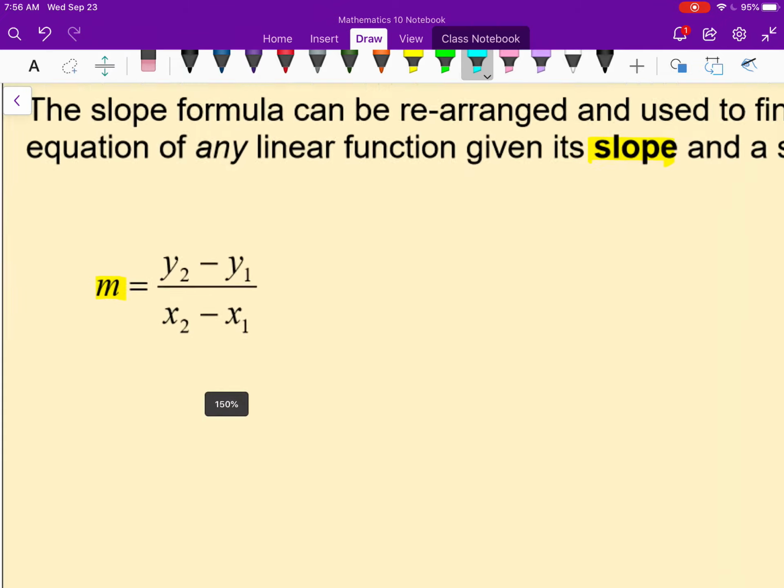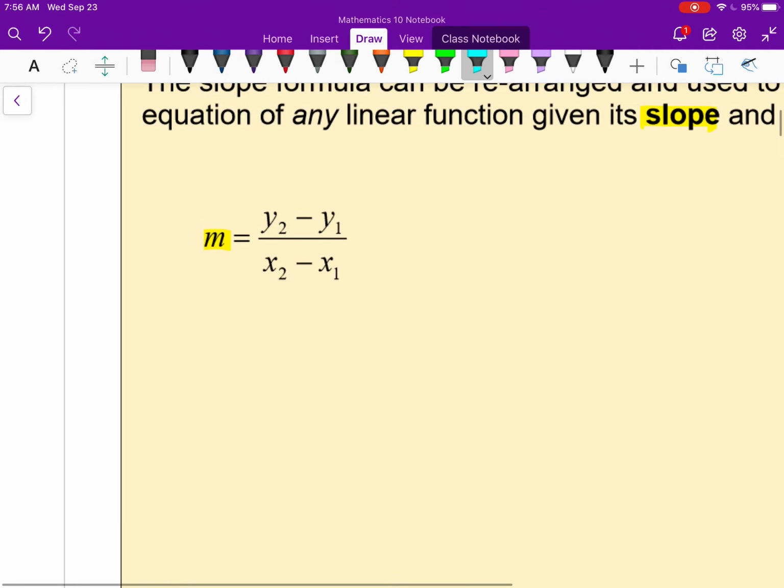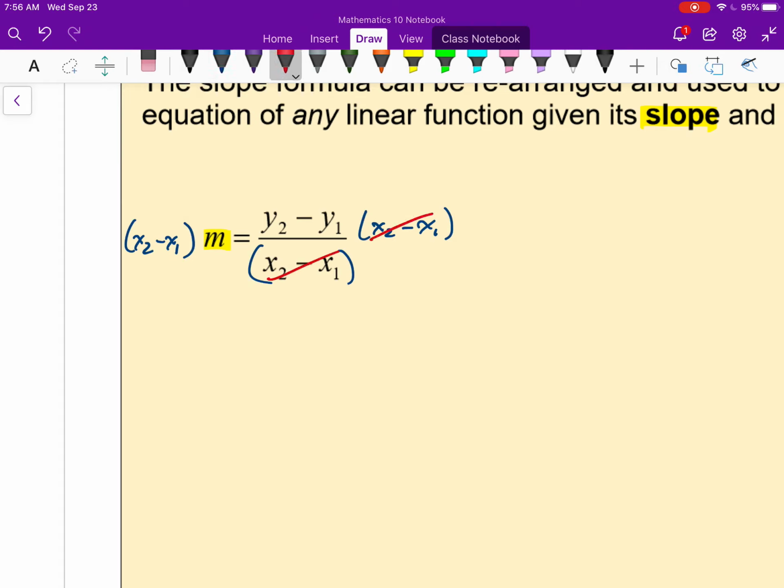So first, let me just take this. What I want to do first is cancel out that denominator of x2 minus x1 by multiplying both sides by x2 minus x1. And so this cancels out, and I have this. I'll write the m first: m times x2 minus x1 equals y2 minus y1.